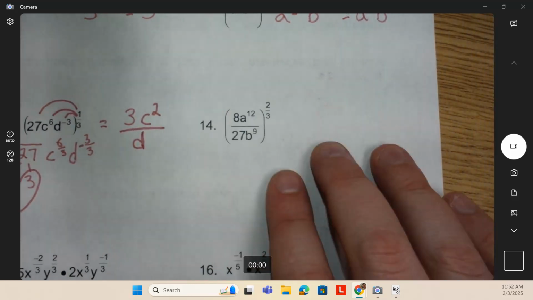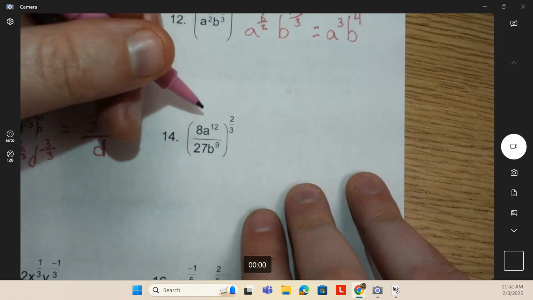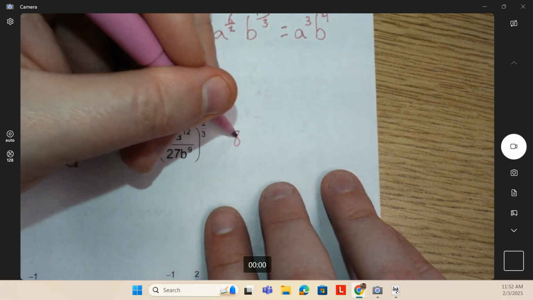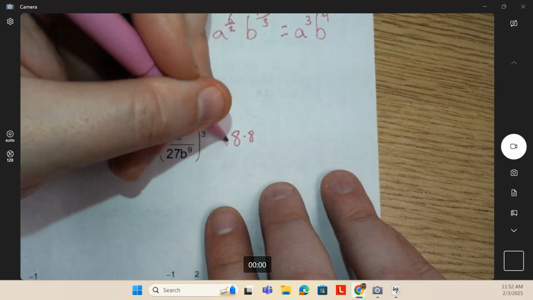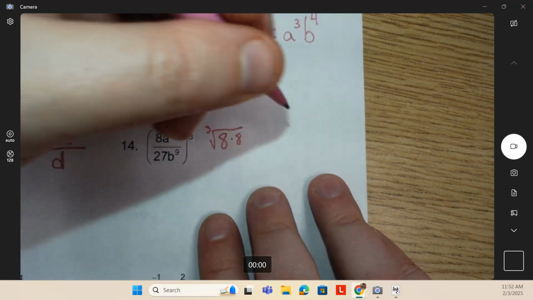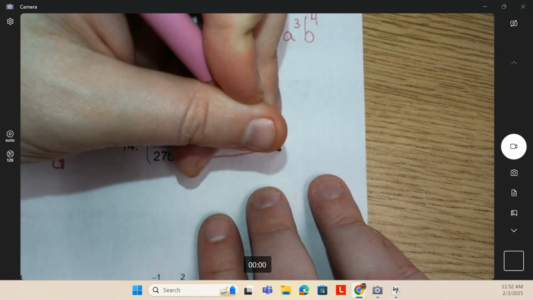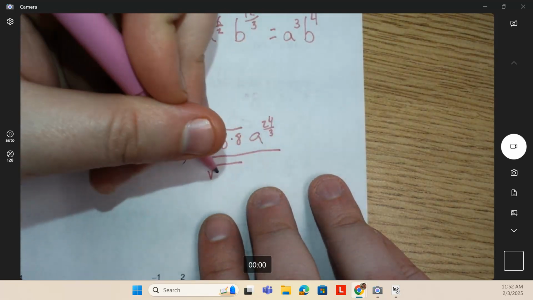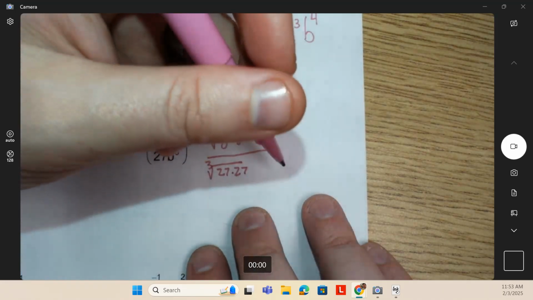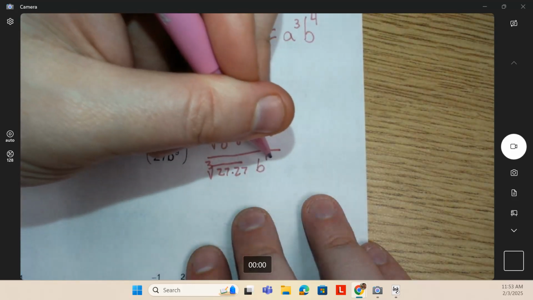For number 14, I'll distribute this 2/3 out, just like normal. So I'd have 8 squared to the 3rd root, so 8 and 8. And then a to the 12th would be a to the 24 over 3. Then the cubed root of 27 times 27. And b to the 18 over 3.